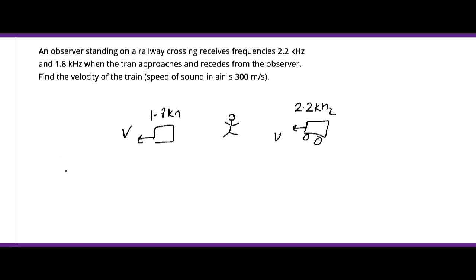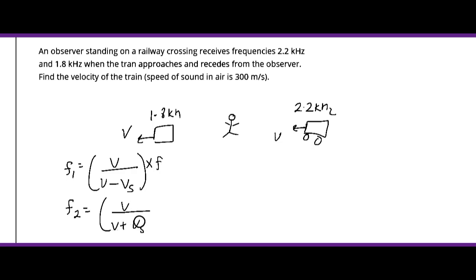Now suppose when the train is approaching the observer, the frequency heard by the observer is f1, that will be equal to v upon v minus vs, into f. As it is approaching towards the observer, that is why we are writing minus here. And when it leaves, the frequency becomes f2 equal to v upon v plus vs, into f. As it is leaving, we will use plus here.